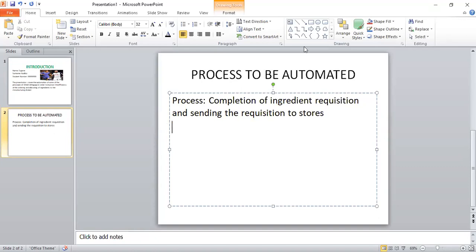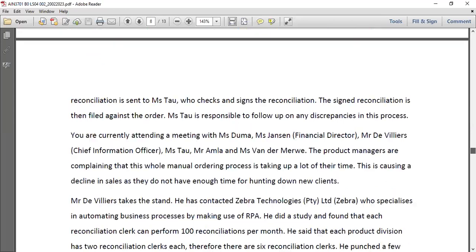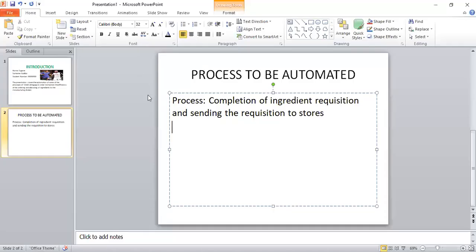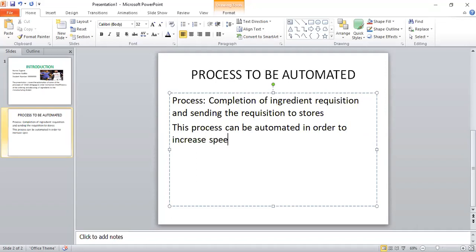But now the question does not just want the process. It also wants us to state the reason why and motivate your answer. So we know that this process can be automated in order to increase speed of processing.